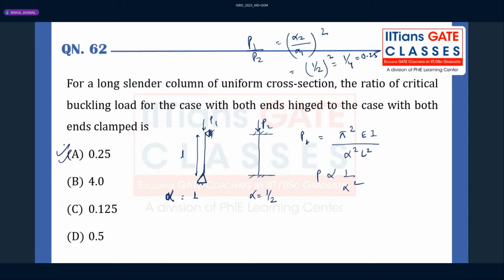Make a note of it. And the fixity coefficient you have to remember: alpha is 1 upon 2, 1, 2. I told you the shortcut, right? 1 upon 2, 1 by root 2, 1, 2. Both ends fixed, fixed pin, and then we have fixed free.